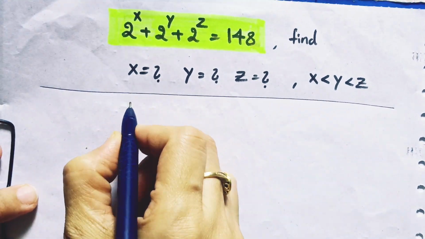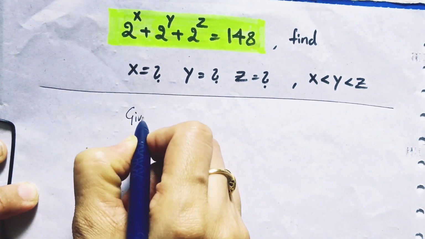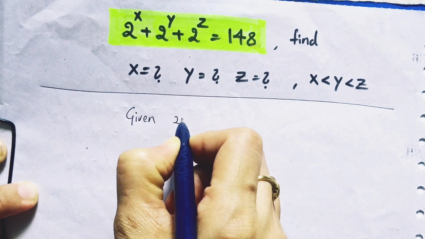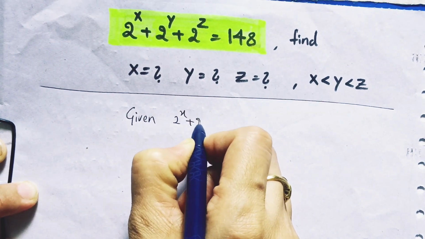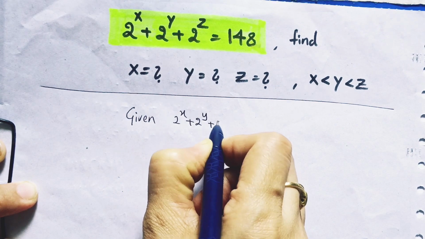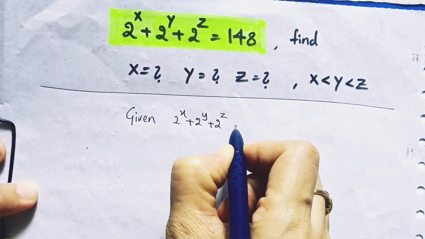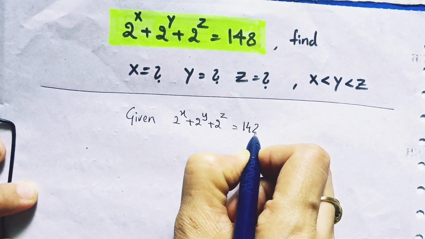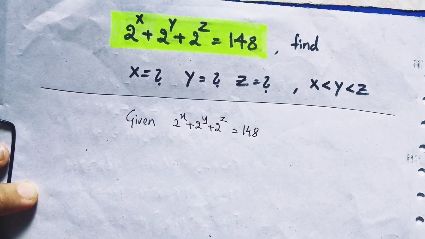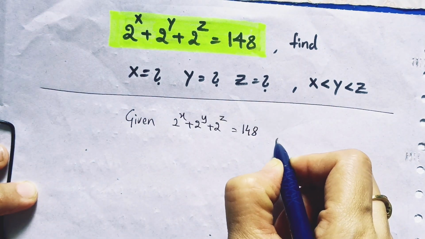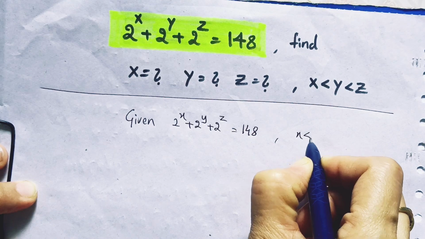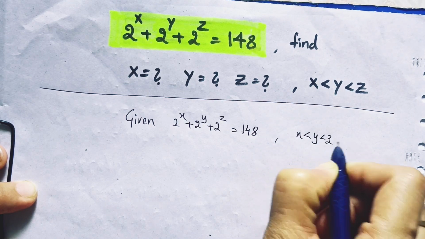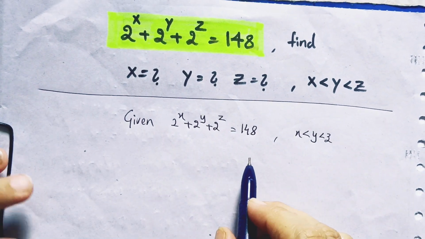First we'll write what is given. Given is 2^x + 2^y + 2^z = 148, and we are also given that x < y < z. This is what is given.